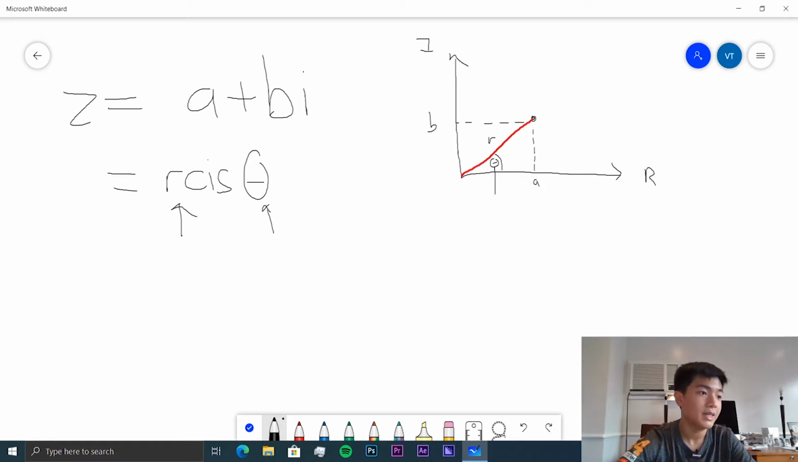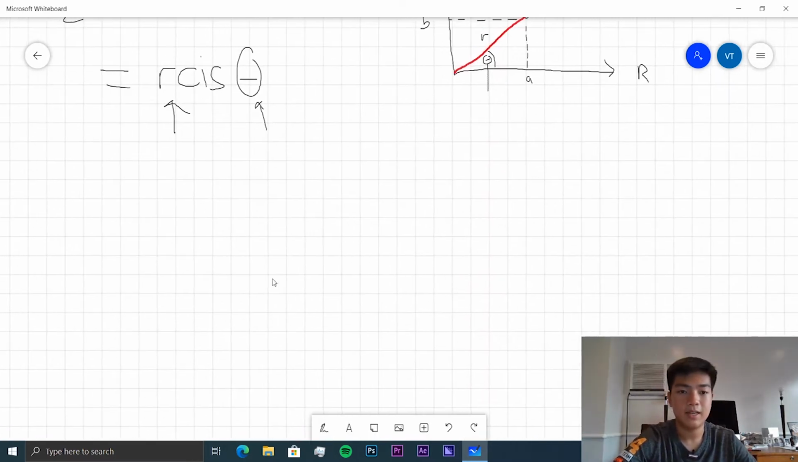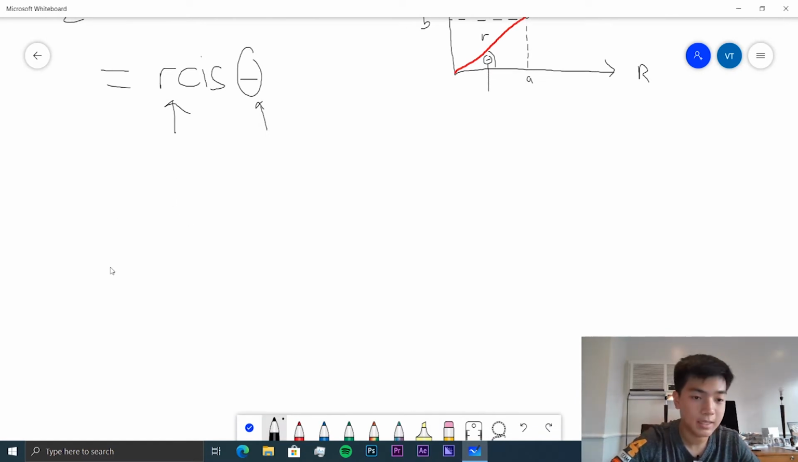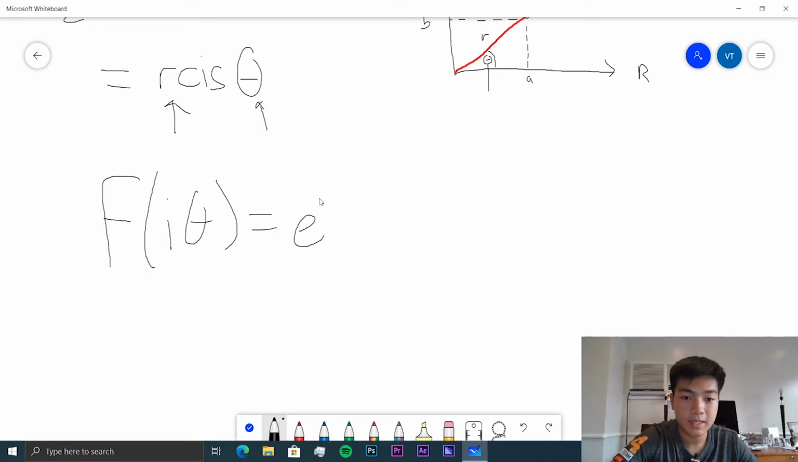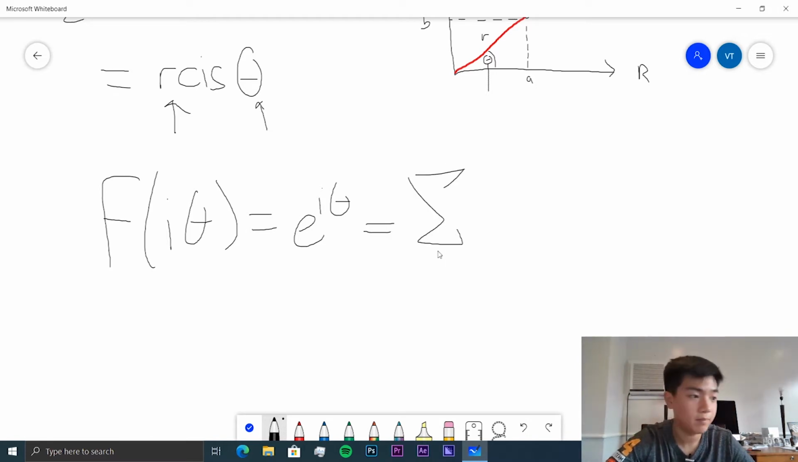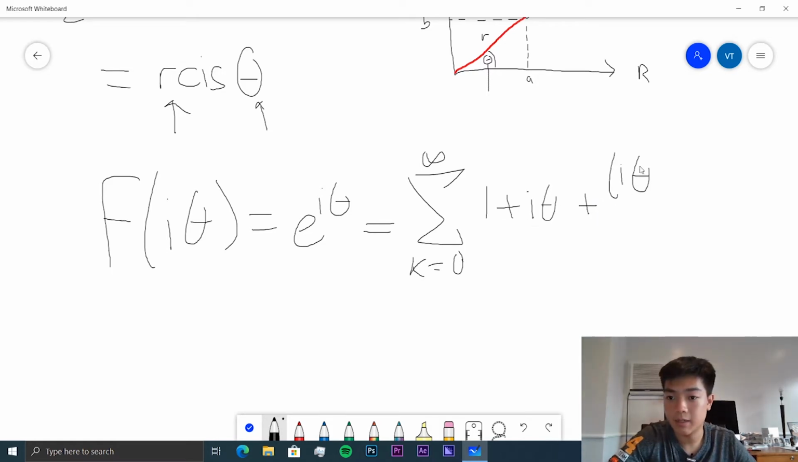And so finally, there's one last form we need to know about, and it's called Euler's form, or the exponential form of a complex number. So there are two ways to define this. This is one of the ways. So if we have a function of i theta, which is equal to e to the i theta, well, we can expand this as a Maclaurin series. So this is equal to the sum from k equals 0 to infinity of 1 plus i theta plus i theta squared over 2 factorial plus and so on.